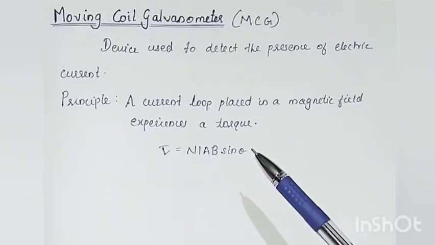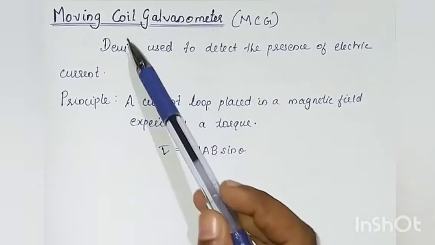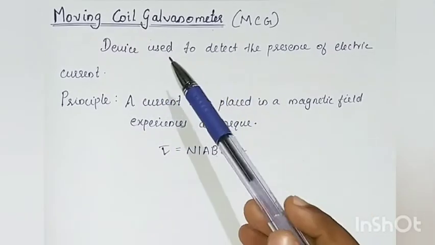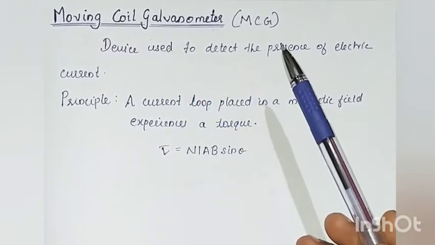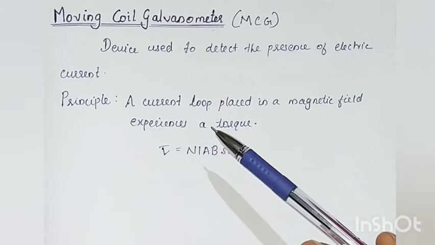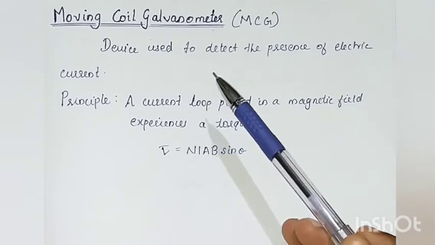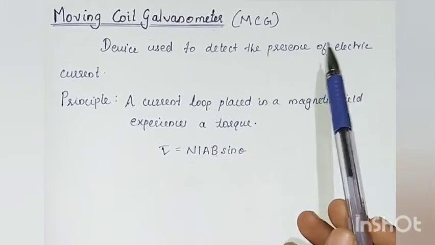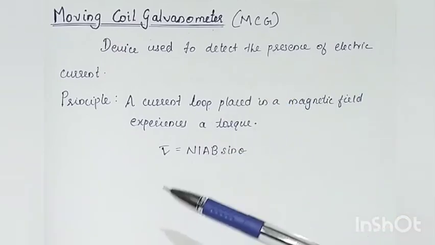Now the last topic of this chapter is the moving coil galvanometer. Moving coil galvanometer might be a very familiar device for you. This is the device which is used to detect the presence of electric current.